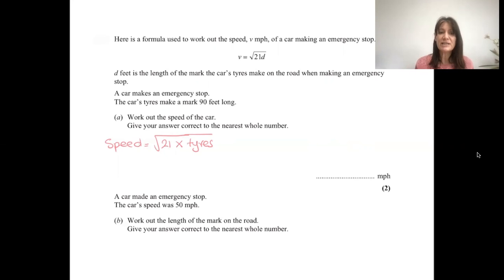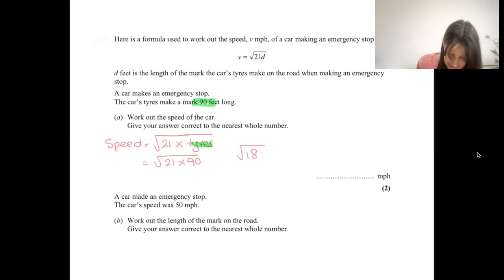So when you're now reading the next part, it says a car makes an emergency stop. The tires make a mark of 90 feet long. So I now know that the tires are going to be replaced with that value there. And I've got to work out the speed. Well, the speed is equal to the square root of 21 times 90, which is the square root of 1890.